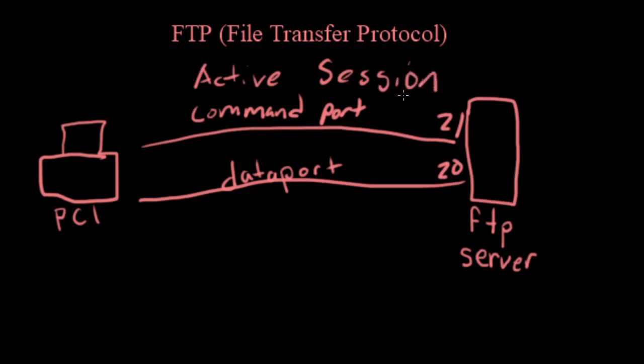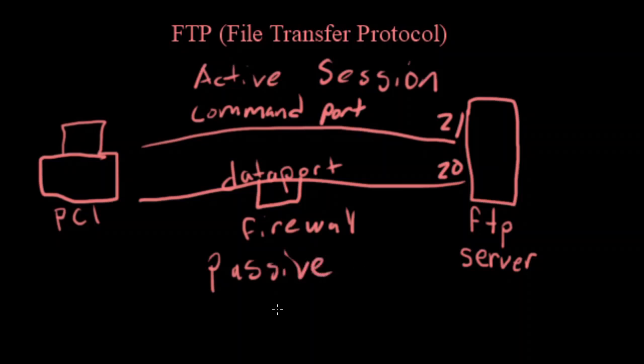There are two sessions: an active and a passive. I'll go over the passive after this one. The issue with an active session is that if you have a firewall, the firewall will actually block this connection, port 20, because the FTP server initiated this connection. So this will be blocked, and then you will not be able to transfer data. This is why they made something called a passive connection, which I'll show you right now.